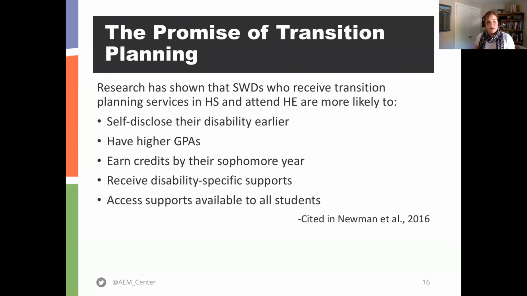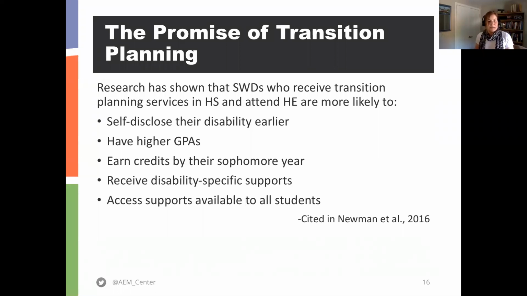Research has shown that students with disabilities who receive effective transition planning services in high school and attend higher ed institutions are more likely to self-disclose their disability earlier. They have higher grade point averages. They earn credits by their sophomore year, which is really important. A lot of times students with disabilities, or many students in general, will come into higher ed and they'll be short on credits because they need to take remedial courses, which they don't earn credit for.